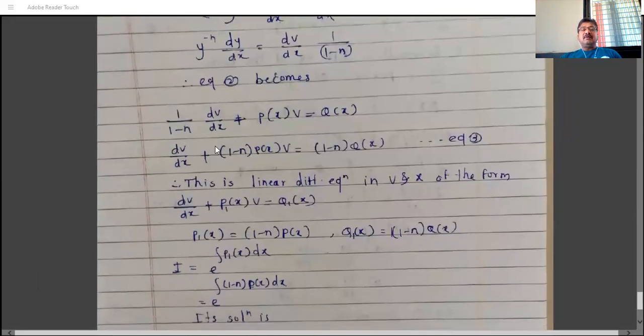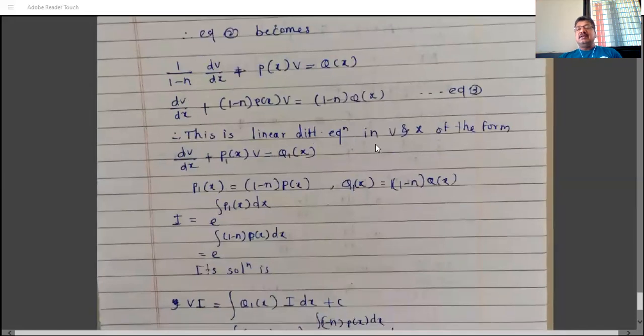Then we multiply by 1 minus n throughout. So we have this, and this is a linear differential equation in v and x. What is its form? Its form is dv by dx plus P1(x) v is equal to Q1(x).